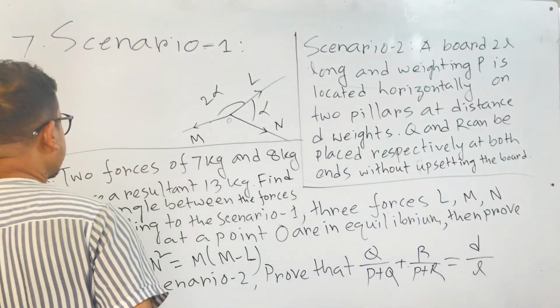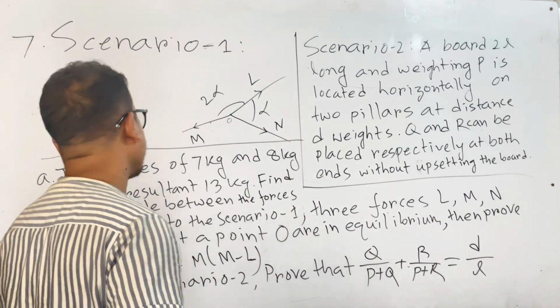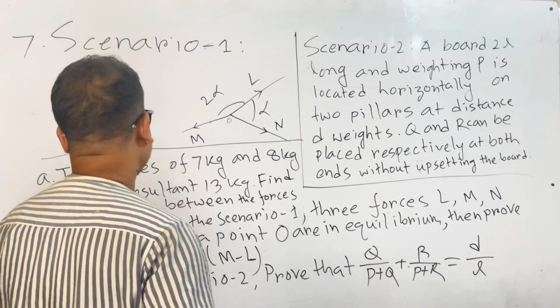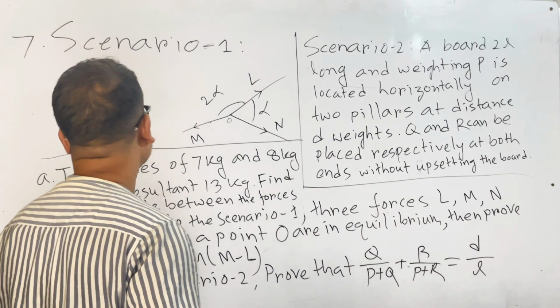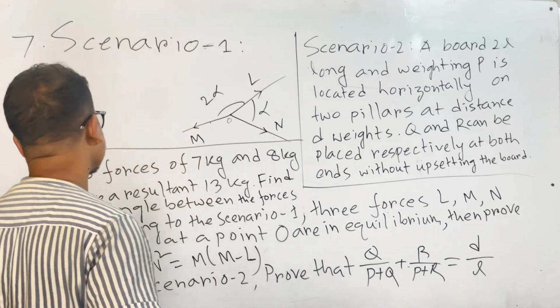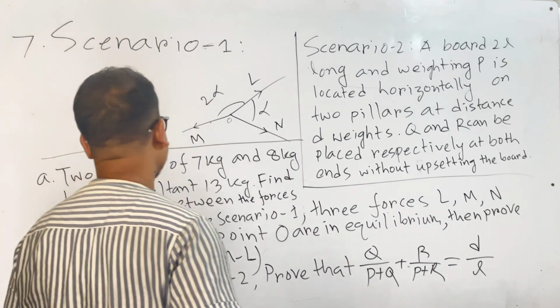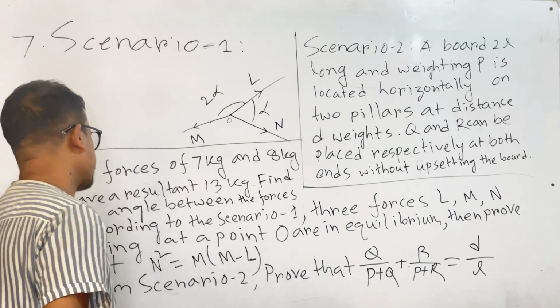Two forces of 7 kg and 8 kg are given, and the resultant is 13 kg. You have to find the angle between the two forces.